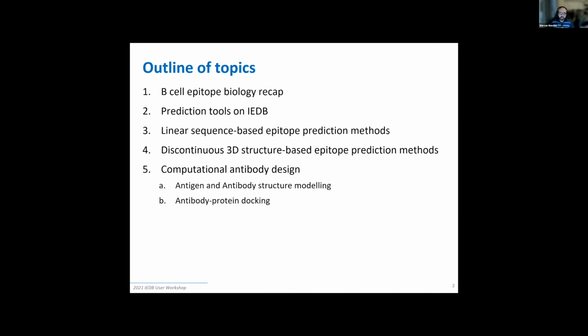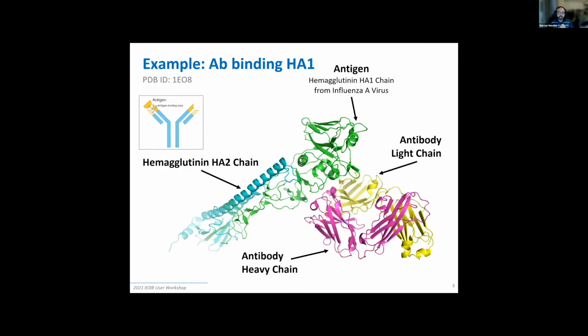So, starting the epitope biology recap. Do you know what it is? If you're not from structural biology, it's quite difficult to understand. It's just a lot of drawings, colorful. But I'm going to try to explain it to you.